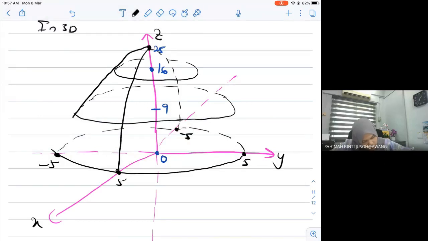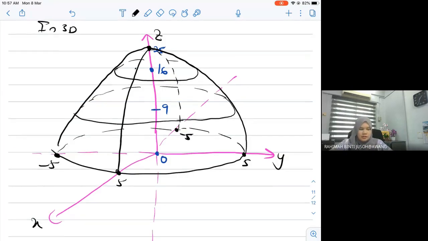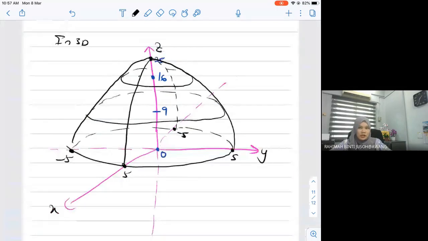So you will get a shape like this. Connect it, that's the parabola curve. Okay, so it becomes a paraboloid. This is actually how the paraboloid is formed from the 2D graphs earlier. So understand, guys?